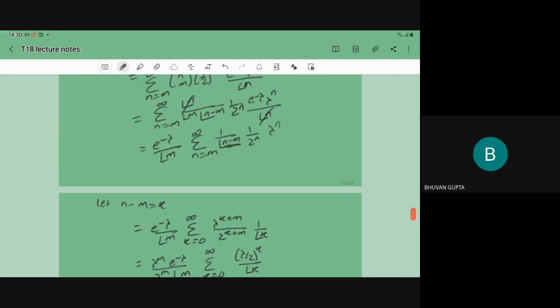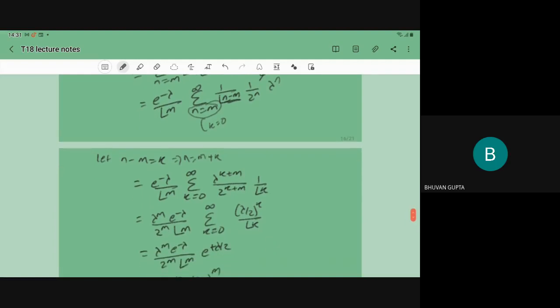So when we put n minus m equal to k, then k starts from 0, so the summation will run from k = 0 to infinity. This implies n is equal to m plus k. So wherever we have n, you write n = k + m. So lambda to the power k plus m upon 2 to the power k plus m, into 1 upon factorial k.